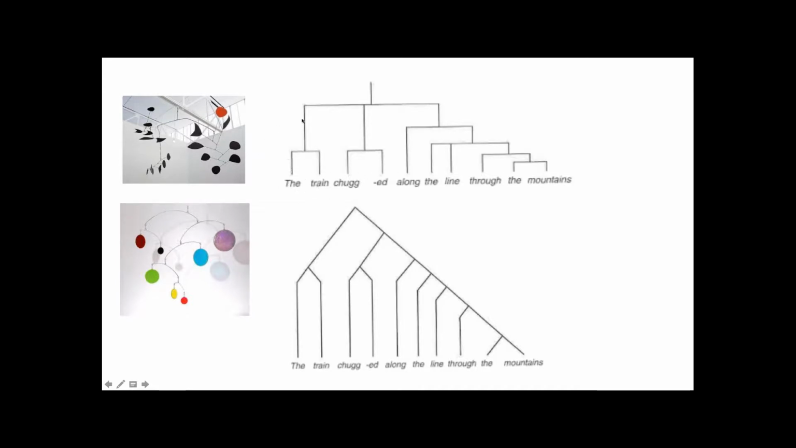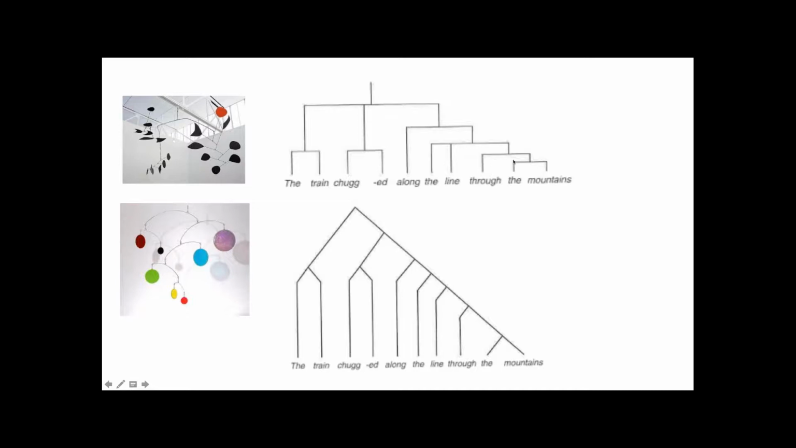So, the train chugged along the line through the mountains. The train is the subject. The train, that's kind of hanging from a single element. Chugged along the line through the mountains. Along the line through the mountains. So this would all be one element. We could work from the bottom.